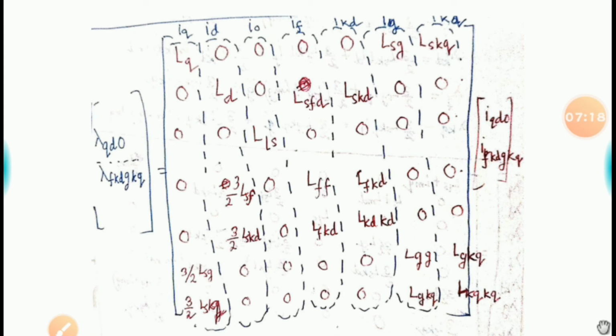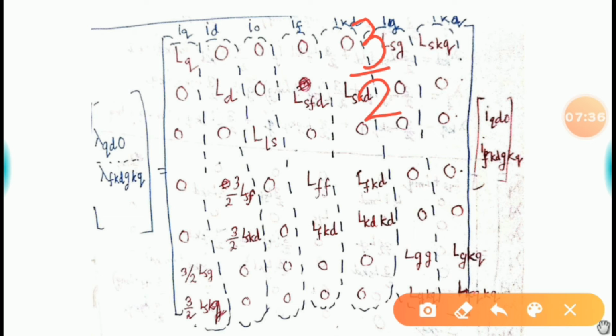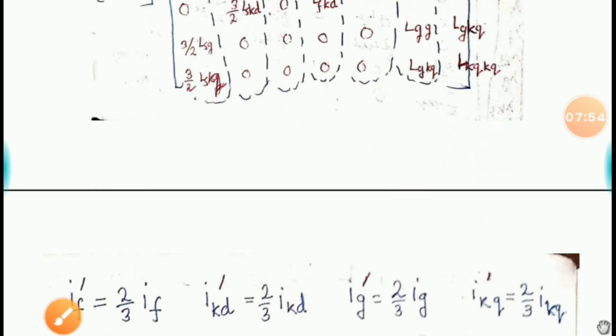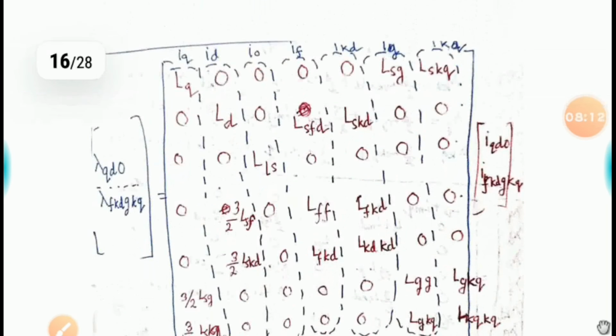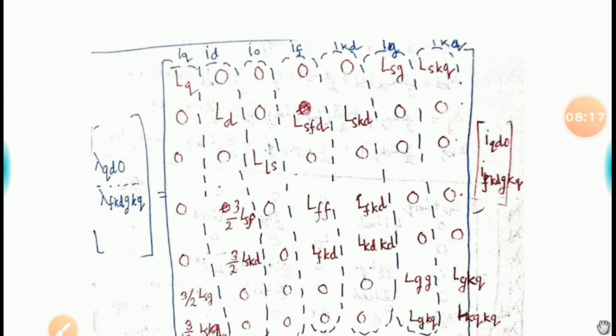Now can we do some mathematical manipulation, keeping positions 1 6 and 1 7 intact, so that a 3 by 2 term appears in positions 6 1 and 7 1? What I'm trying to say is, can we get a 3 by 2 multiplication term here as well as here, because we need them, right? This can be done. How? If we make our current two-thirds of its original value by developing virtual currents if dash, ikd dash, ig dash, ikq dash, then, in order to keep the flux linkage unaltered, we must allow the appearance of 3 by 2 in the 6 1 and 7 1 terms.